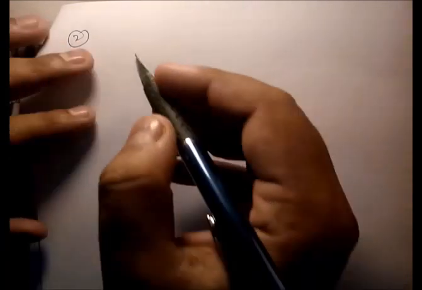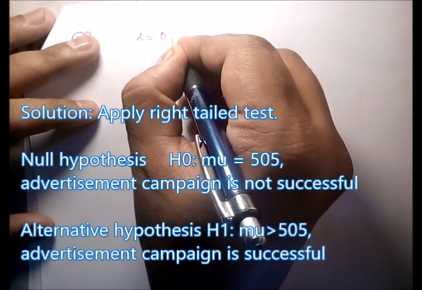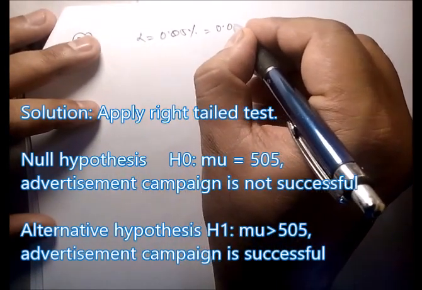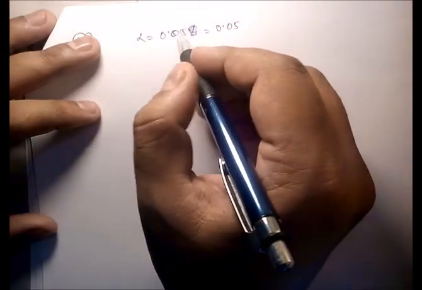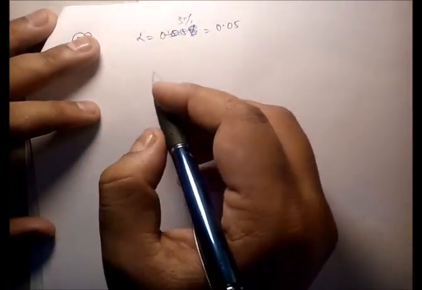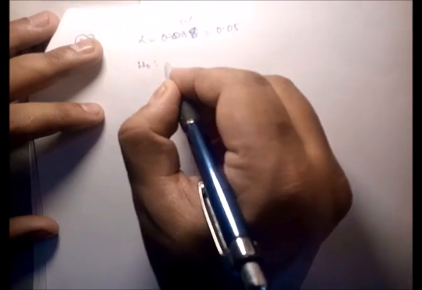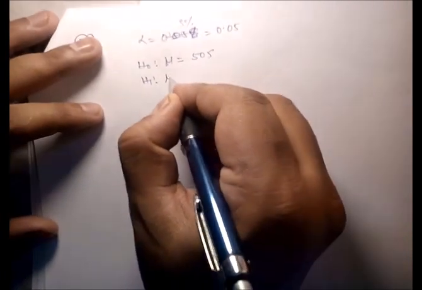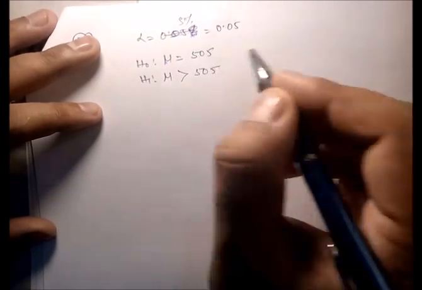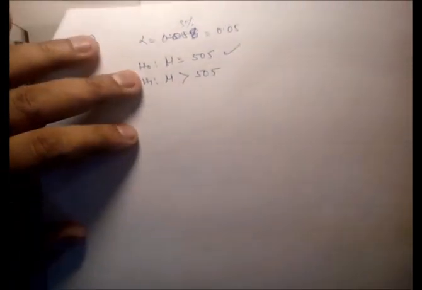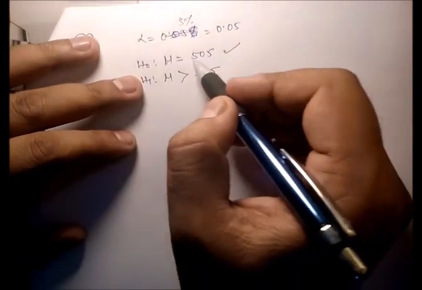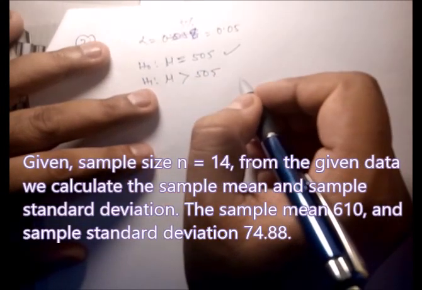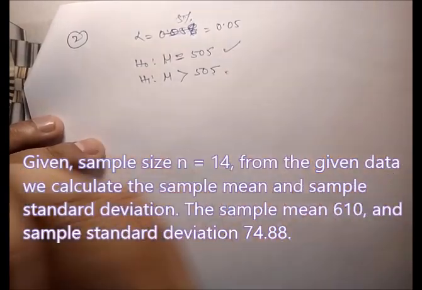So alpha is equal to 5%, which means 0.05. H0: mu is equal to 505, and H1: mu is greater than 505. Here, if H0, the advertisement campaign is not successful, it is the same as 505. If mu is more than 505, then the advertisement campaign is successful. Now it is for successful.